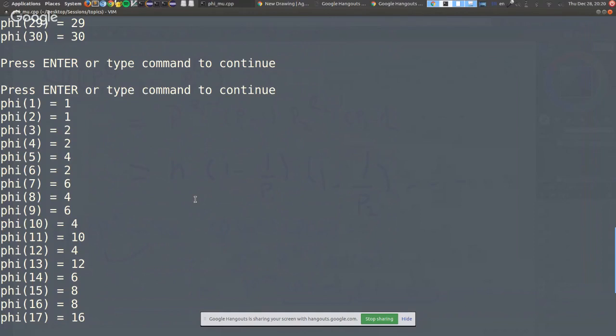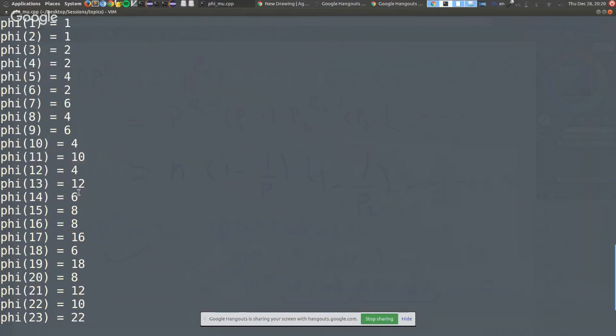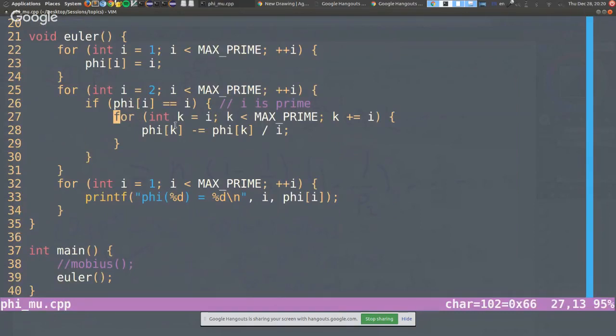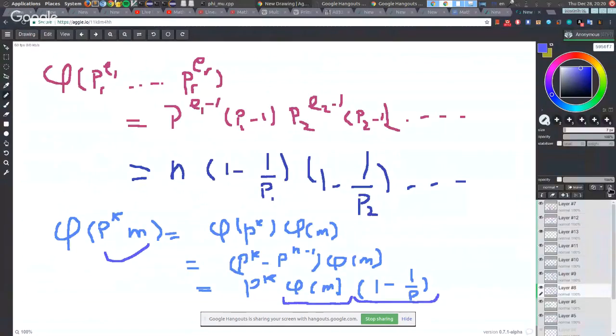So as we can see, it computes the values of phi. I'll explain now the code. Here you can see that the phi of any prime number is indeed equal to this number minus 1, 5, and so on. It's the same for all the primes. So basically what I did here, the update of this equation would be something like this.